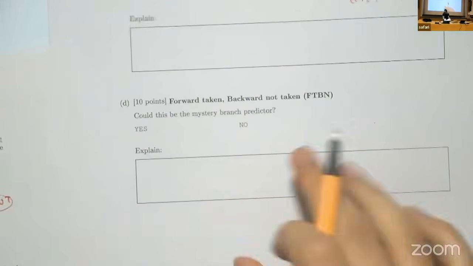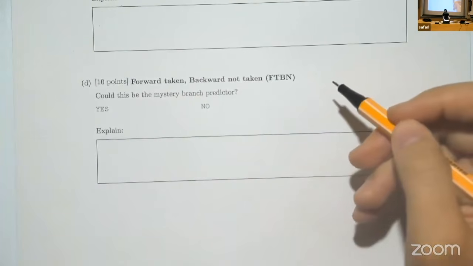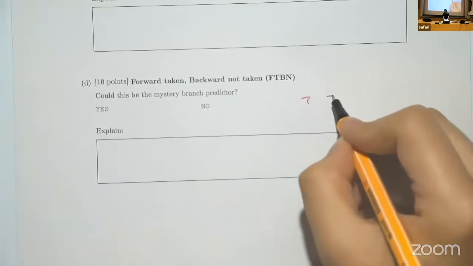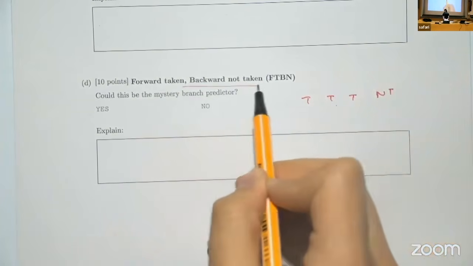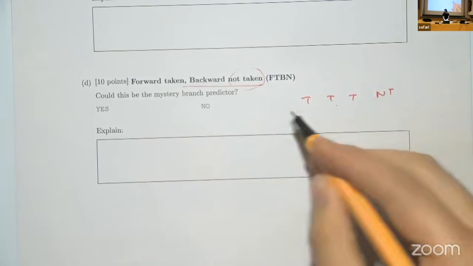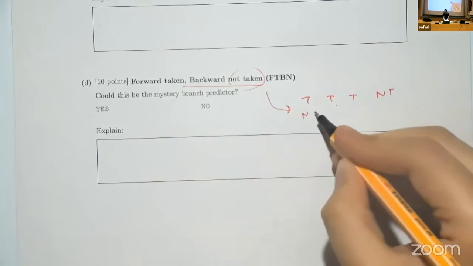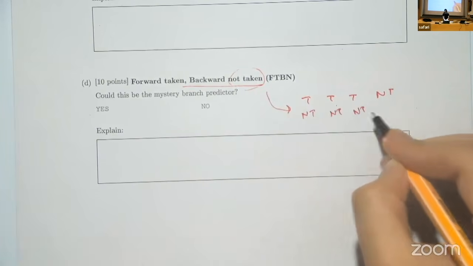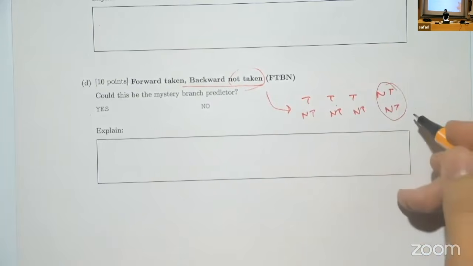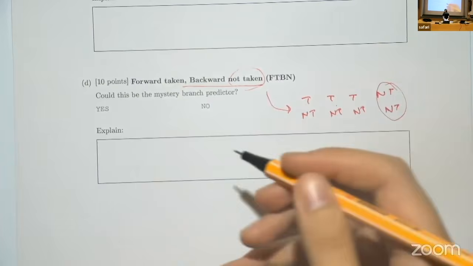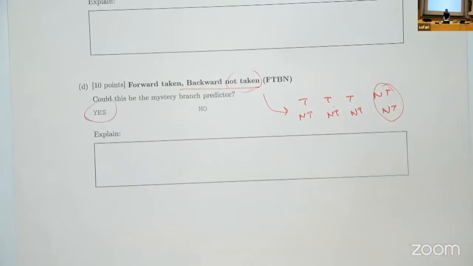And for this one, as you can see, we would be able to get this outcome, because again, backward not taken is basically it would end up predicting not taken, not taken, not taken, and not taken. And this would give the correct one, which also is the outcome that we are looking for. So this is yes. Okay. Do you have any questions?